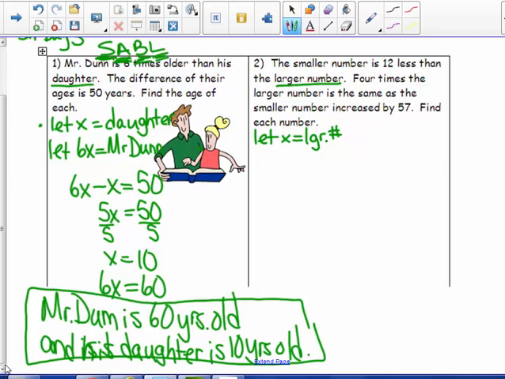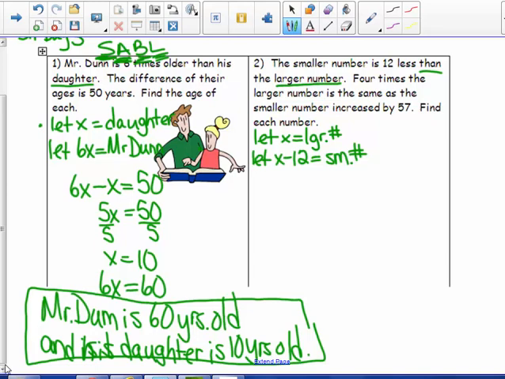The smaller number is 12 less than the larger number. It is not 12 minus x. Be very careful. Less than. It is x minus 12. So let x minus 12 equal the smaller number, SM. I can abbreviate in my let statements, not in my SABLE.